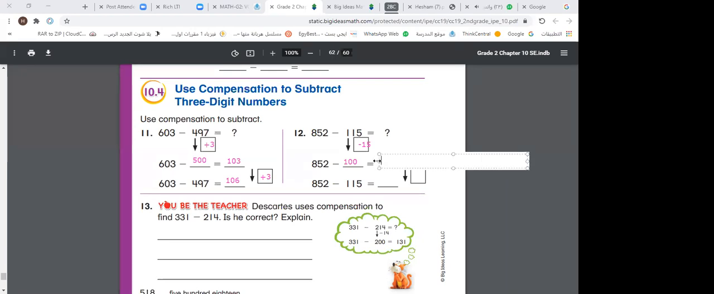752. Excellent. What must we write here, Omar? Minus 15. Minus 15 like this, grade 2. If you write here minus 15, you have to write here also minus 15, like this. If you subtract a number in the first step, subtract the same number in the next step. So here, let's write minus 15.